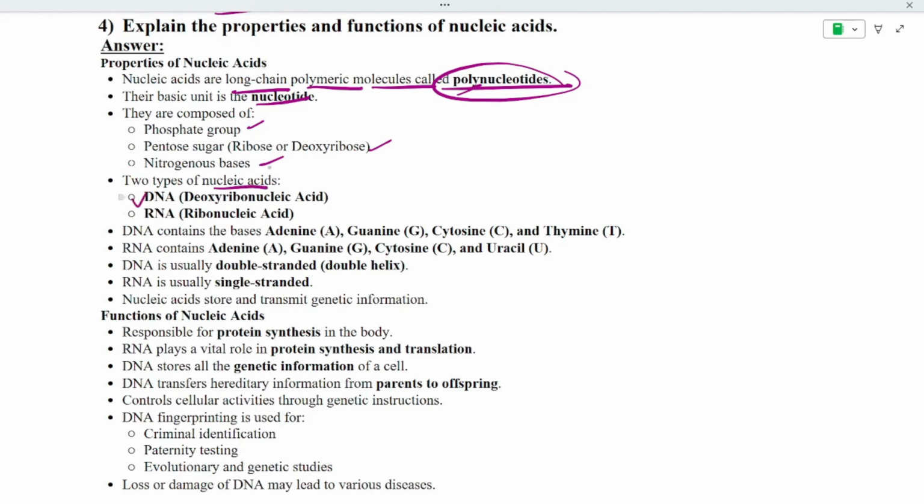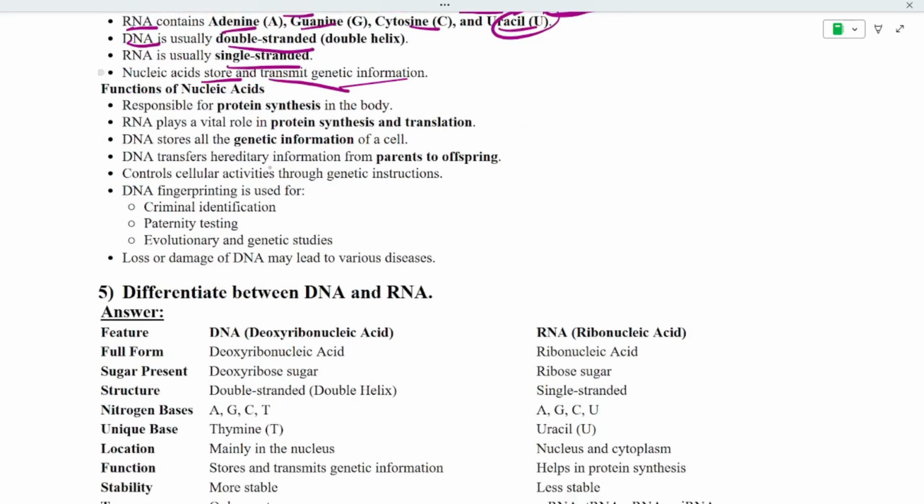Types of nucleic acids are DNA and RNA, deoxyribonucleic acid and ribonucleic acid. DNA contains adenine, guanine, thymine and cytosine, and RNA contains adenine, guanine, cytosine and uracil. Okay, only one is different. Here it is thymine, here it is uracil. DNA is usually double stranded, RNA is single stranded, and nucleic acids store and transmit the genetic information. What is their function? It is for protein synthesis and translation.